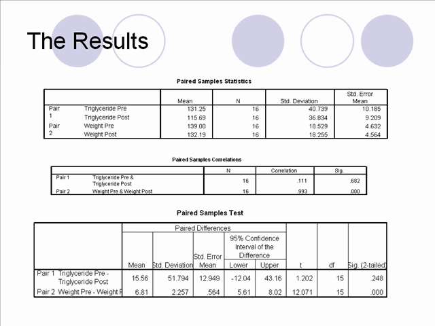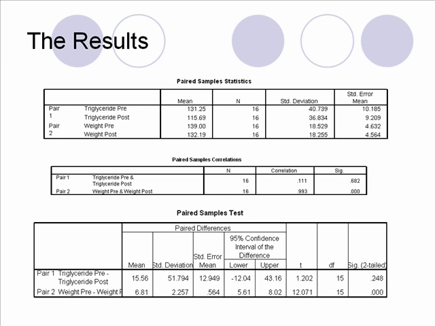Now, how did I get that? I took 131.25 minus 115.69, and we got a mean difference score of 15.56 for the triglyceride. And the weight, the same kind of thing. We take 139 minus 132.19 and got a score of 6.81. Okay? So that's what the means are telling us. It's descriptive statistics, really important.